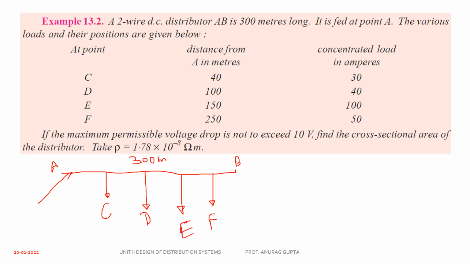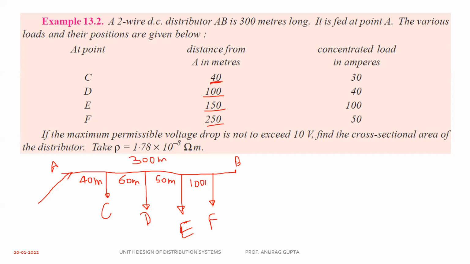Now the distances are given from A in meters. Point C is 40 meters from A, and D is 100 meters from A. So 100 minus 40 is 60 meters, the distance between C and D. E is 150 meters from A; already 40 plus 60 is 100, so 150 minus 100 is 50 meters. We are finding the section distances first. And F is at 250, so that section will be 100 meters.